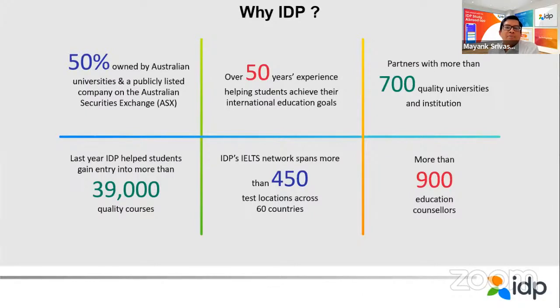And related to IDP IELTS, we are the owner of IELTS in India and co-owner in various countries. We own somewhere around 450 test locations across 60 countries, including India. This number has now increased because in India we have taken over the British Council, so this number is slightly up now. And I'm very proud to say that we have 900 certified counselors in IDP. All counselors of all destinations are certified counselors in IDP.